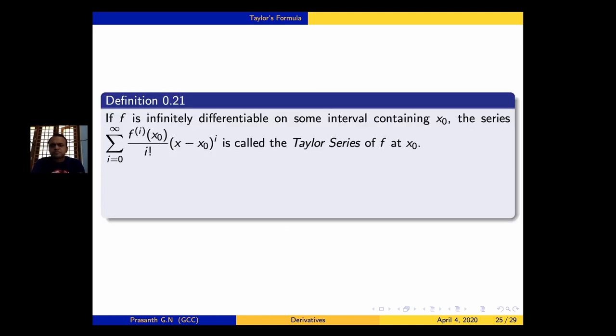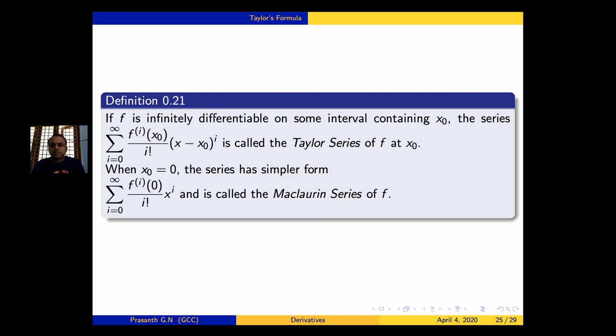Suppose that f is infinitely differentiable on some interval containing x0. Then the series sigma i equal to 0 to infinity of the i-th derivative of f at x0 divided by i factorial times (x minus x0) raised to i is called the Taylor series of f at x0. When x0 is equal to 0, the series takes a similar form: sigma i equal to 0 to infinity of the i-th derivative of f at 0 divided by i factorial, times x raised to i. This is called the Maclaurin series of f.